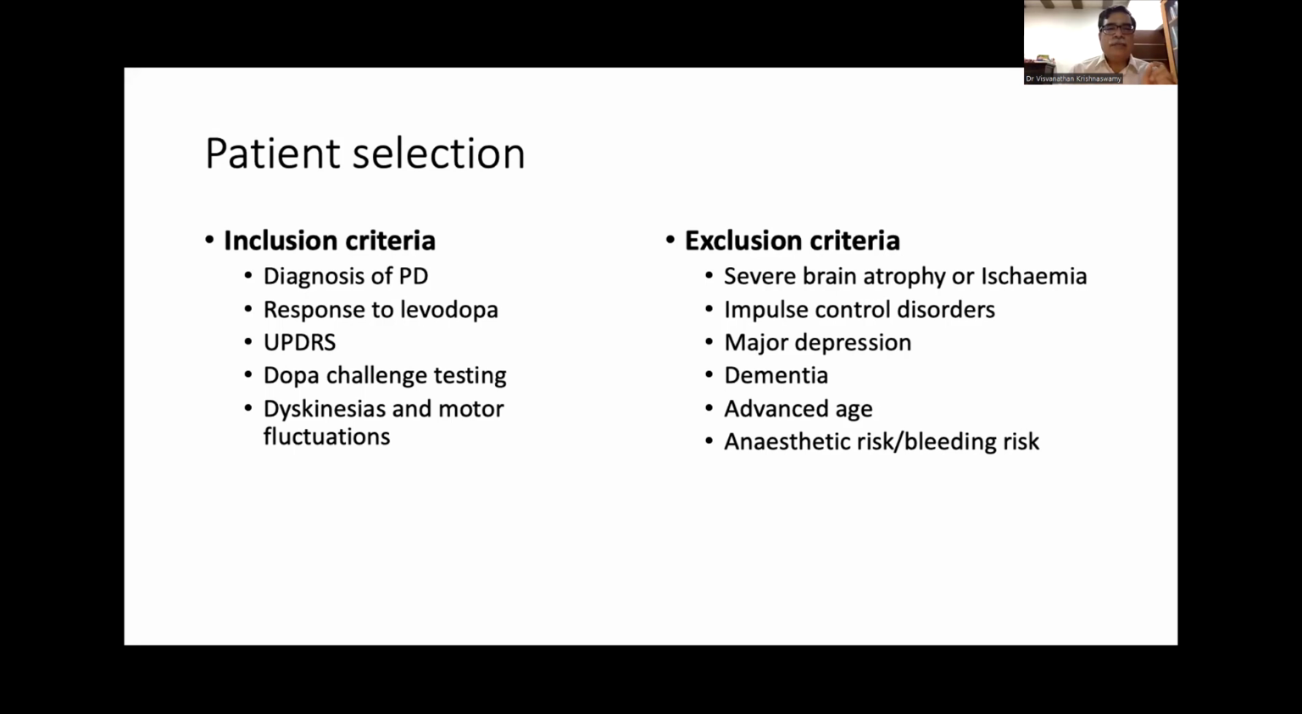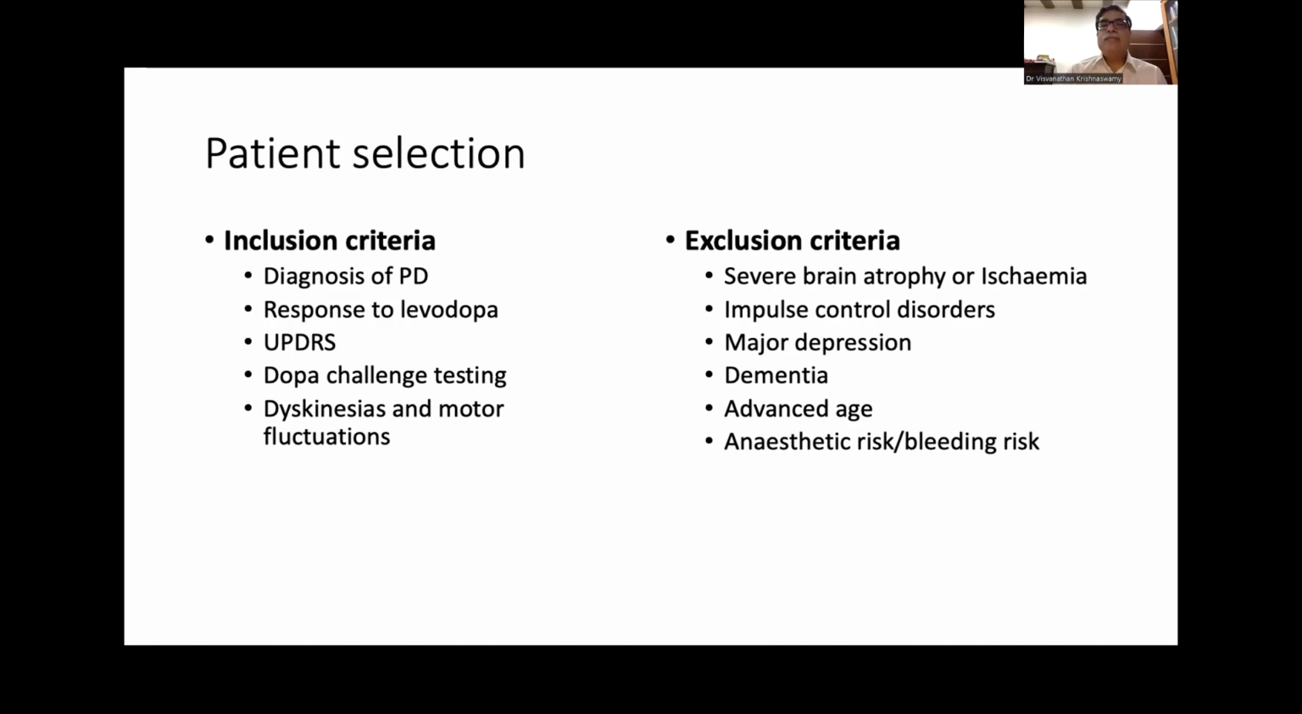We assess the patient formally with the UPDRS score and admit the patient for a DOPA challenge testing to find out the extent of improvement in the motor score of the UPDRS. We look for any dyskinesias and motor fluctuations, and these and the severe on and off response, which you see, are all indicators of drug-induced side effects. So those are the patients in whom the surgery is very highly indicated.